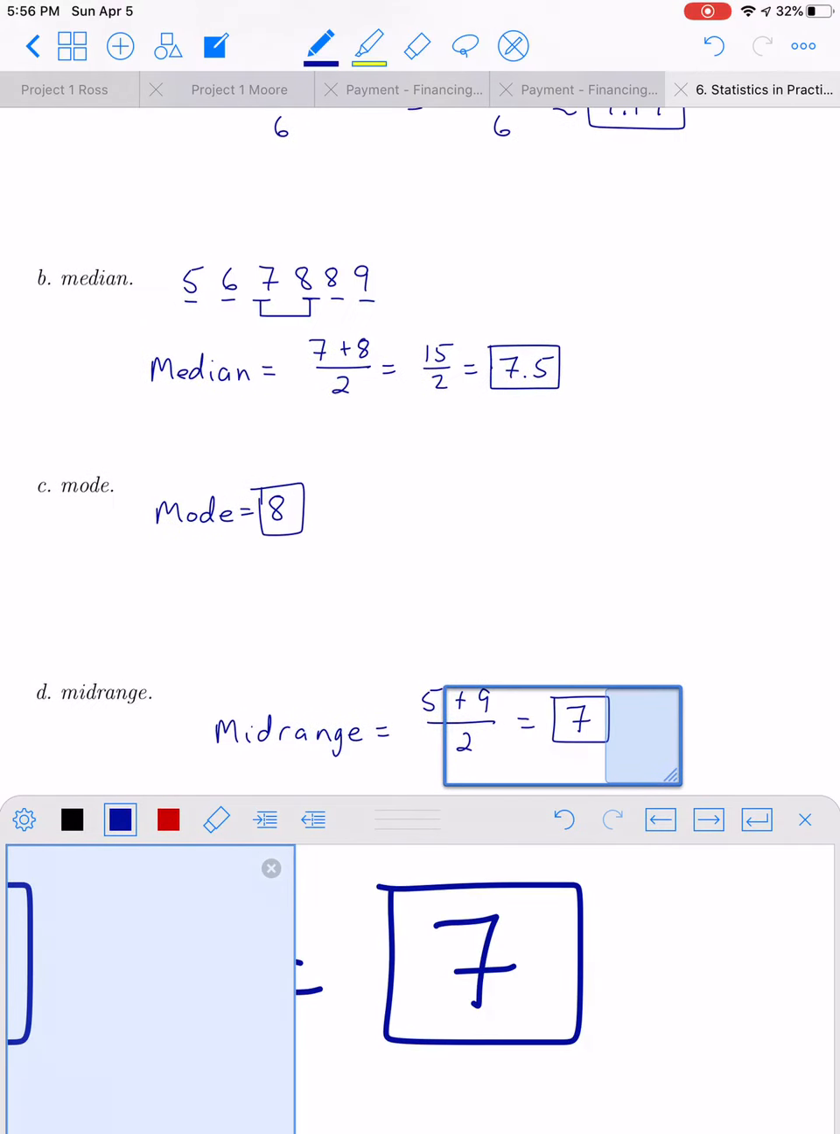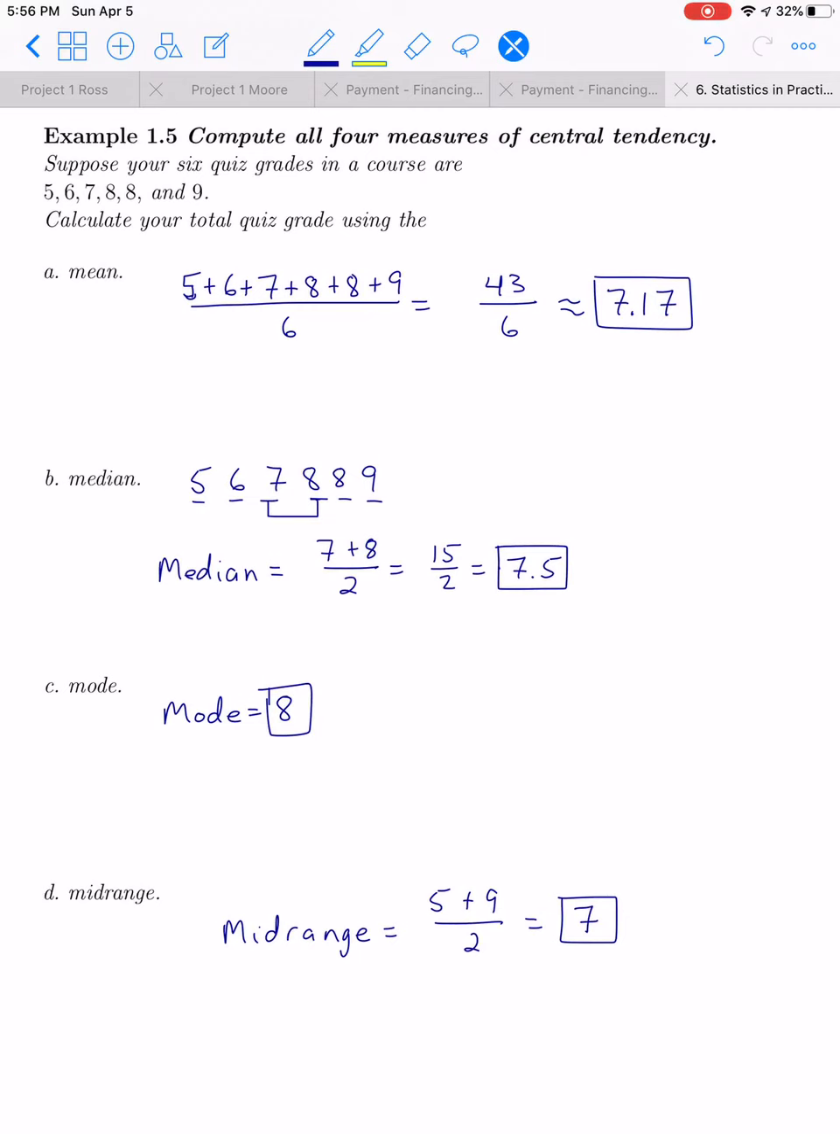All right? So one thing we'll notice about these measurements of central tendency is they're all pretty close. We have a range from 7 to 8 and some values in between, and that's pretty typical for measurements of central tendency, unless the distributions are skewed in heavy ways, which we'll see a little bit later on.